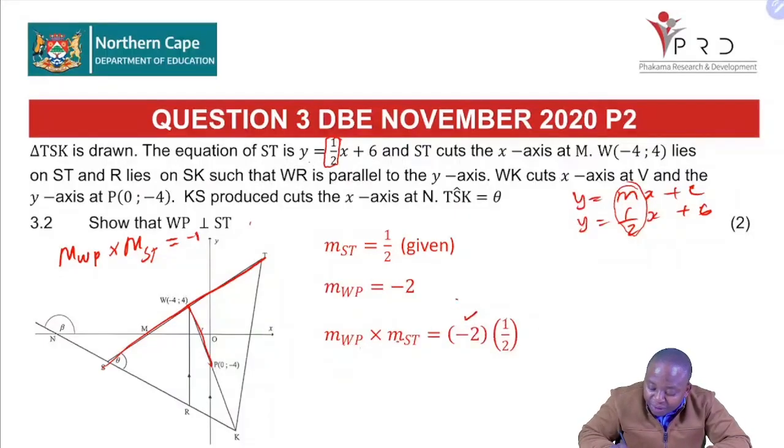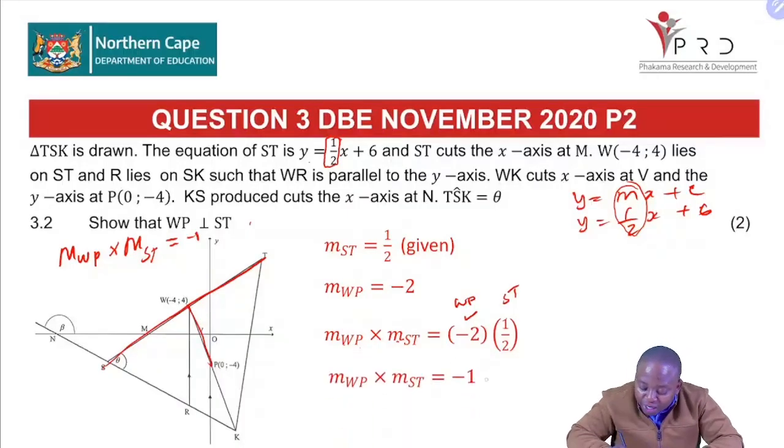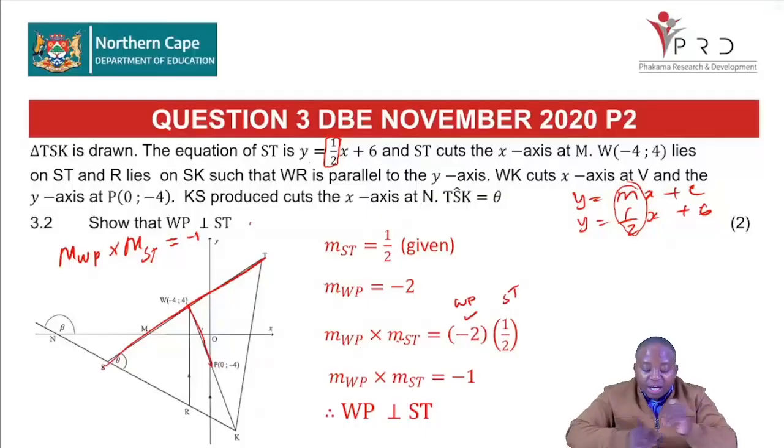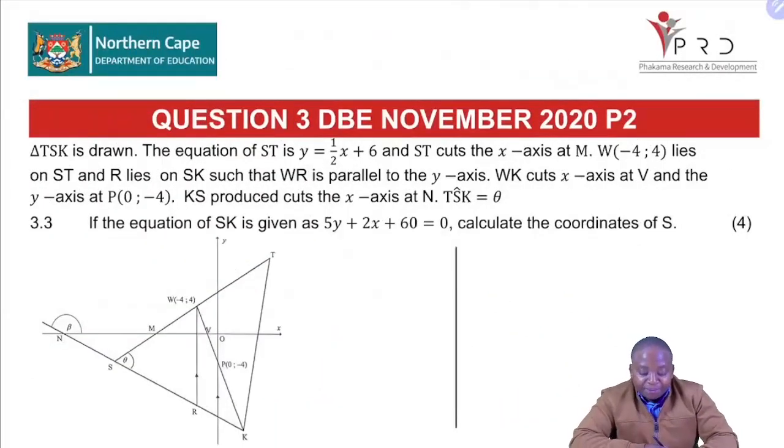our ST is 1 over 2. Then our answer is -1. Then we can now conclude that, therefore, WP is perpendicular to ST, because when I multiply their gradients, I get -1.